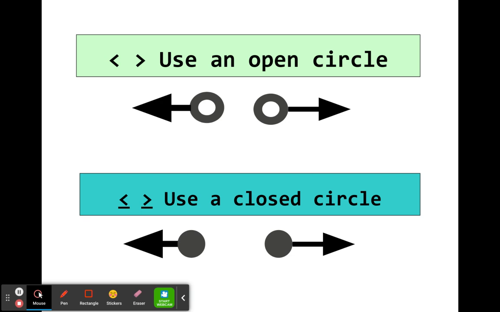So when we have less than and greater than, we use an open circle on our graph. Whenever we have less than or greater than, with no equal, it does not have the line under it, so it means that they are not equal. So that's why we use an open circle. When we have greater than or equal to and less than or equal to, we use a closed circle because x can equal that number.